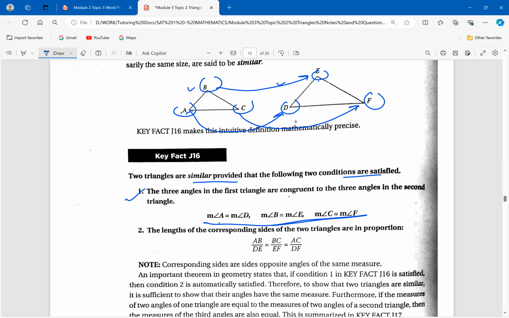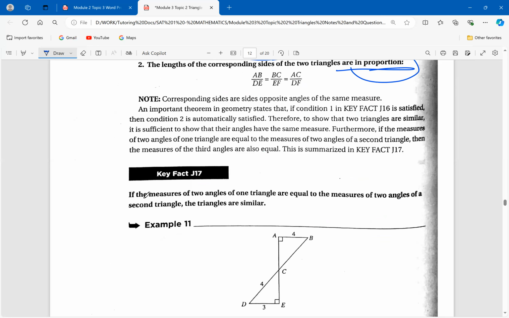Number two, the lengths of the corresponding sides are in proportion. For example, if this is 2, this has to be 4. If this is 3, this has to be 6. If this is 1, this has to be 2. Factor of 2. Now, this factor of 2 has been applied to all of these three lengths. There has to be a similar proportion that applies to all of the individual lengths. Only then will a triangle be similar. All right, just remember these two properties.